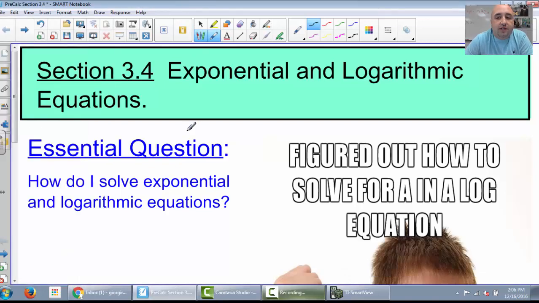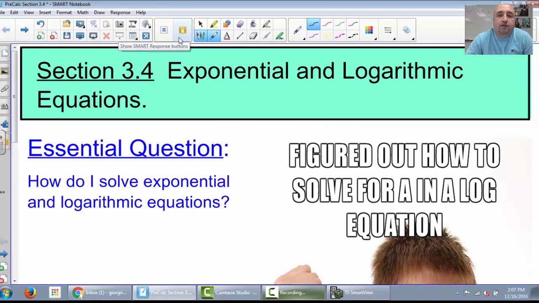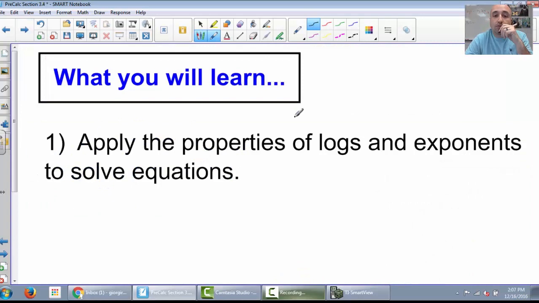All right, welcome to section 3.4, exponential and logarithmic equations. So we're basically going to, we know how to do the properties of exponents and logs. Now we're going to learn how to solve equations that involve exponents and logs. So we're going to apply the properties of logs and exponents to solve equations.